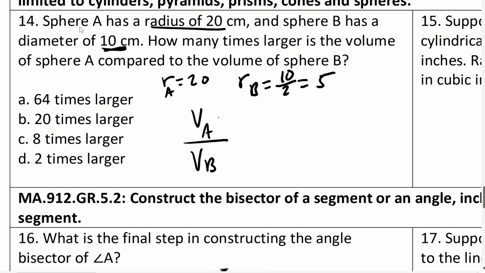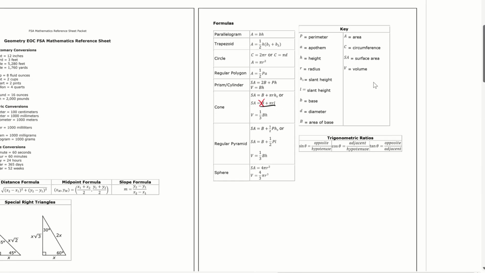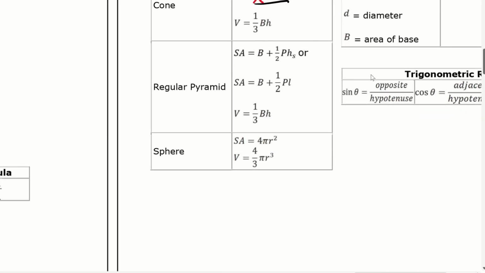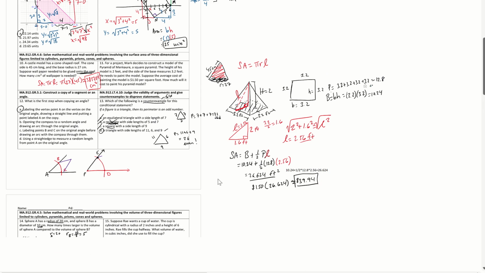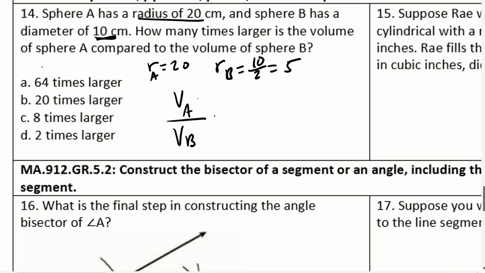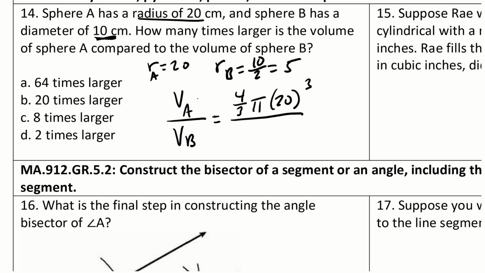But we're dealing with a sphere. So let's find the volume of a sphere. Let's go to sphere. All right, there it is, volume of a sphere, 4/3 pi r cubed. So let's use that. So we got 4/3 pi r cubed. All right, so let's write that out, 4/3 pi. Now radius A is 20, so I'm going to do 20 cubed. And then radius B is 5, so 4/3 pi times 5 cubed.